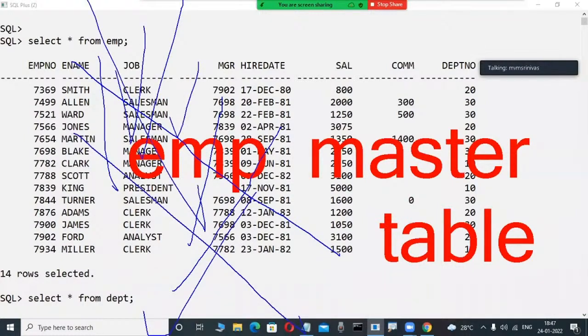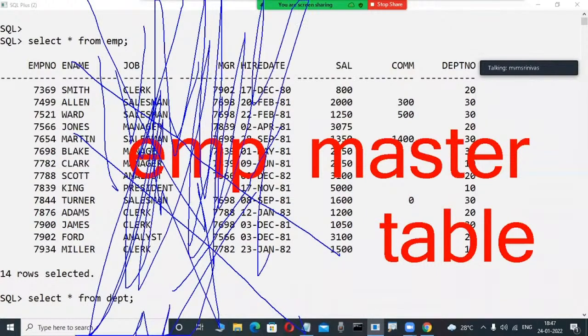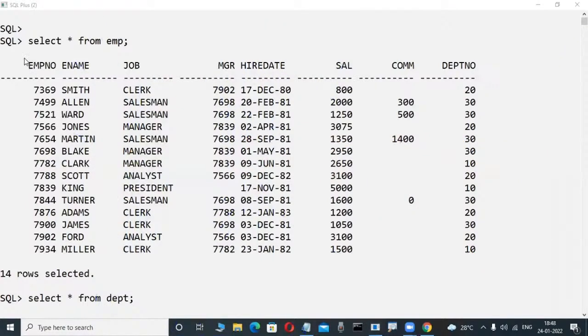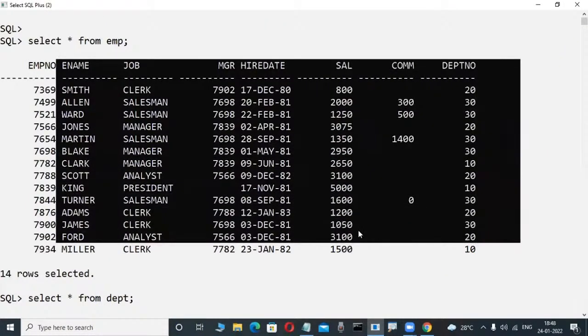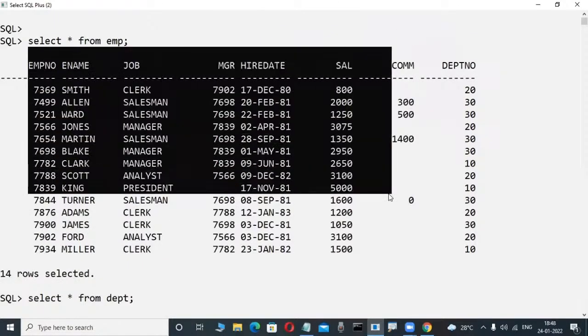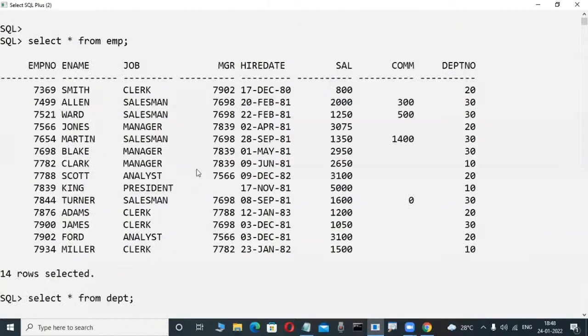What is this? Maybe some students, when learning courses for the first time, say that for these types of databases, EMP is a master table. Why are they telling me that? There is a reason. I am thinking about one reason: maybe EMP is a big table and DEPT is a small table. Maybe big means master, master means big only, and child means small only. That's why they are thinking based on the size only.